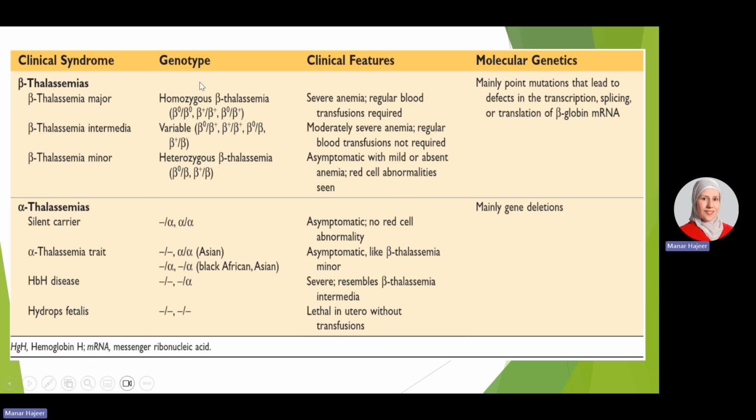In beta thalassemia major, the patients are homozygous, so both alleles are mutated, whether both beta 0 mutations, both beta plus mutations, or one beta plus and one beta 0 mutation. So those patients will have severe anemia and they need regular blood transfusions in order to keep them alive. The mutations are mainly point mutations, leading to defects in the transcription of the beta globin gene.